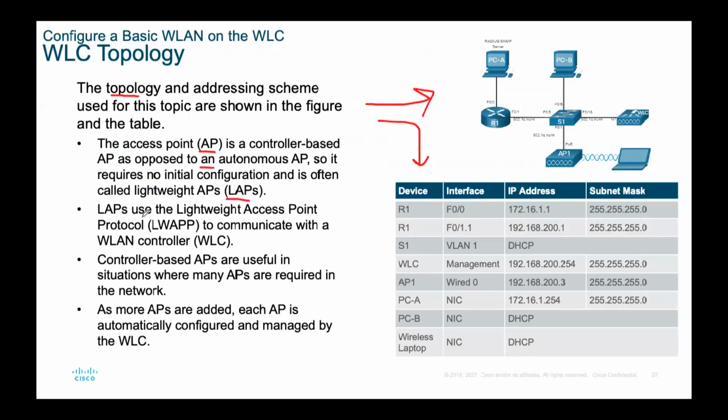LAPs use the Lightweight Access Point Protocol, which is LWAPP, to communicate with the wireless LAN controller, WLC. Controller-based APs are useful in situations where many APs are required in the network. As more APs are added, each AP is automatically configured and managed by the wireless LAN controller, or WLC.